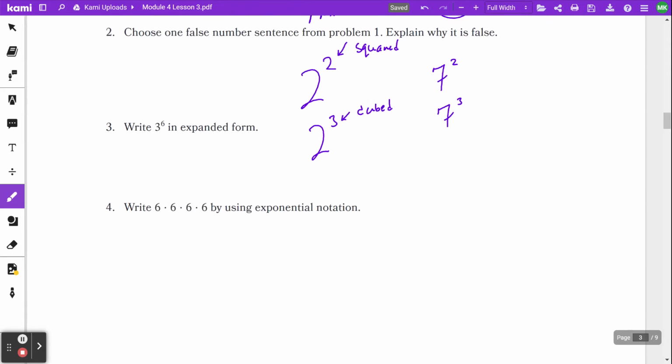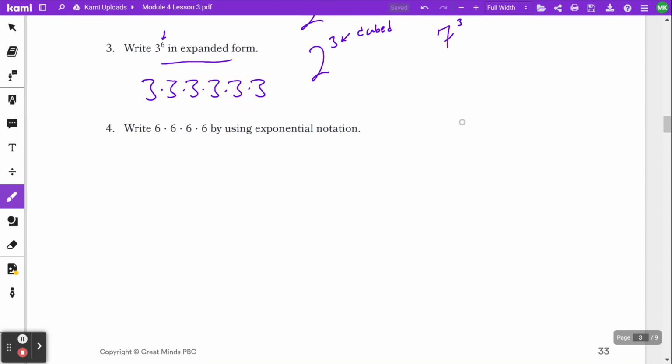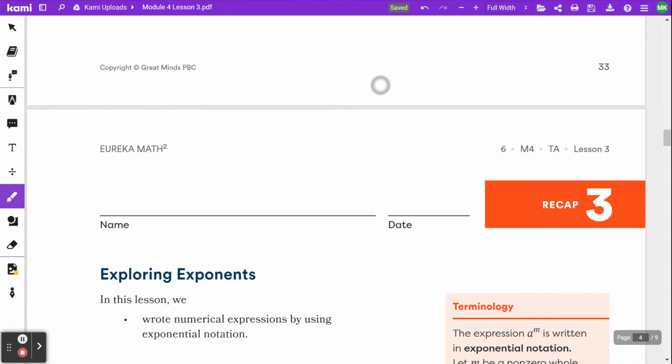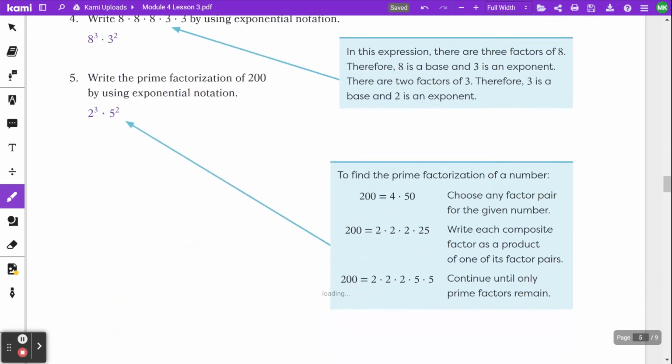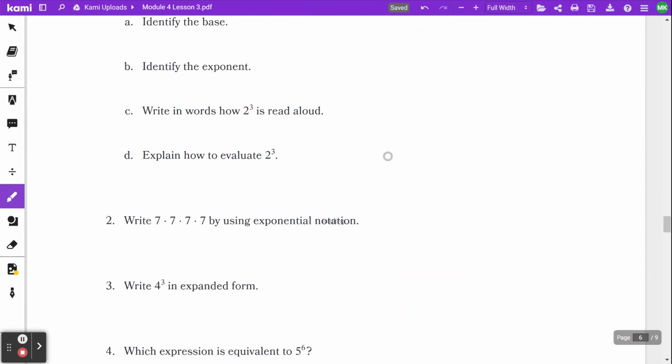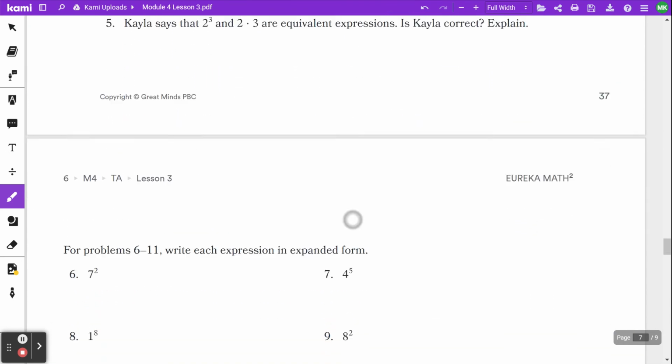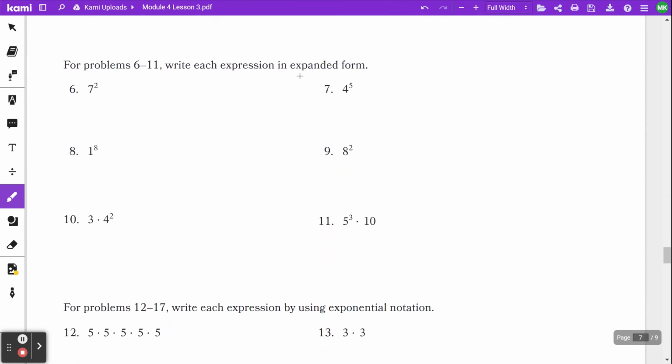So let's see. Write in expanded form. 3 is the base number, and it has to be listed as a factor 6 times: 1, 2, 3, 4, 5, 6. There you go. And for this one, 6 is my base number. 1, 2, 3, there are 4 of them. So 6 to the 4th power. Exponential notation. Okay, there it is. Yeah, they just want expanded form over here.